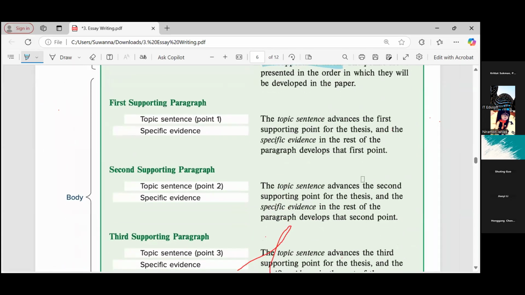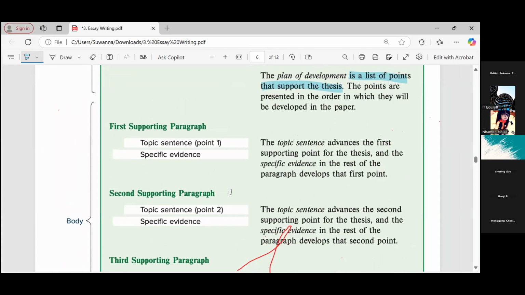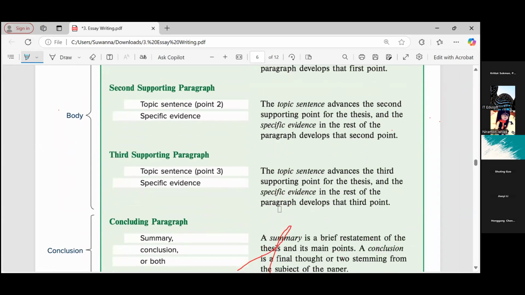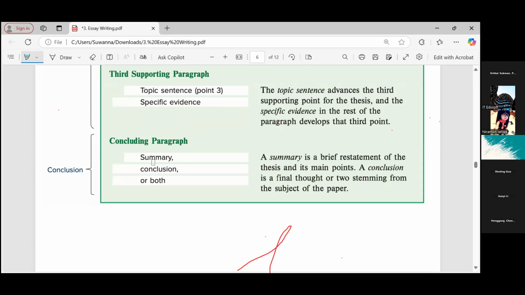And for the supporting paragraphs, the same rule applies, right? A paragraph should begin with the topic sentence, which gives an overview of each paragraph. And then you should support with some evidence, reasons, or examples. Overall, we call it supporting sentences, right? Okay, and then the conclusion, as you can see, contains a summary and then your final thought, right?